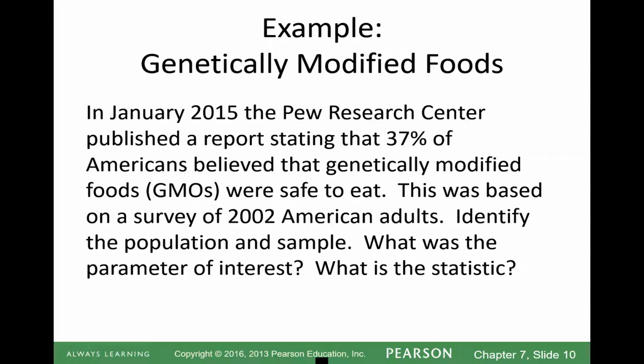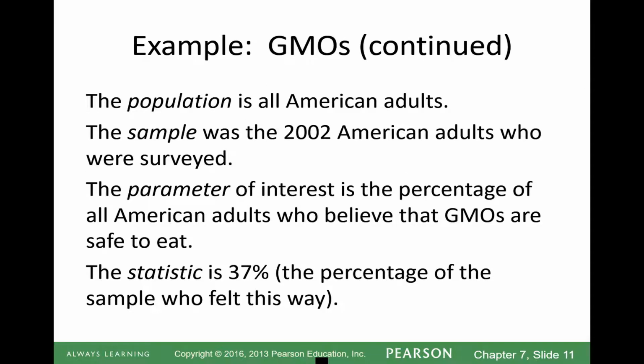What they were measuring, the statistic, is a number. What they were trying to study is the percentage of American adults. What were they looking at? They were trying to find out something about a population from a sample of 2002 American adults.